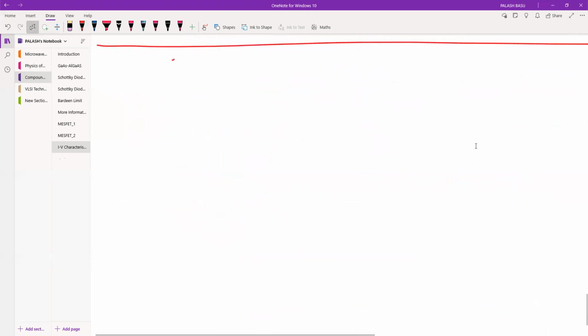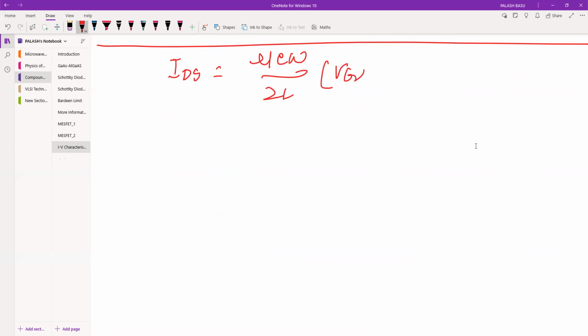If you see, this is actually I_D equals mu C W by 12. This just looks like a MOSFET expression only. So whatever benefit you are going to have from reducing the MOSFET rules, you will have the same thing for MESFET.